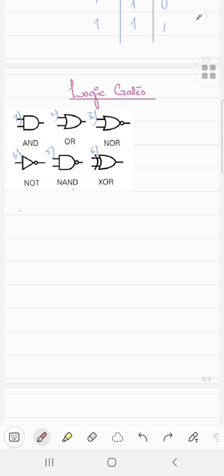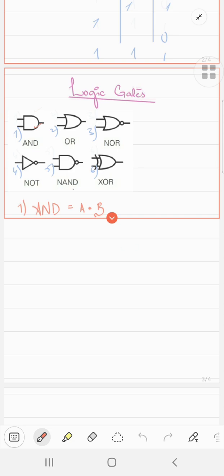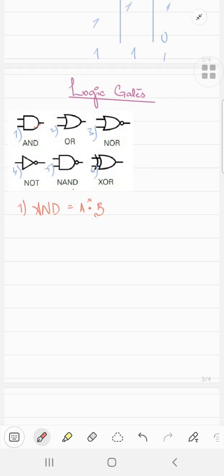Okay, let's start off. The first gate that we have is the AND gate. When you have the AND gate, you have to multiply two inputs. For example, A multiplied by B. The symbol for AND gate is this, like the gate that you have to draw basically, and the multiplication sign is denoted with a dot. This means to multiply.